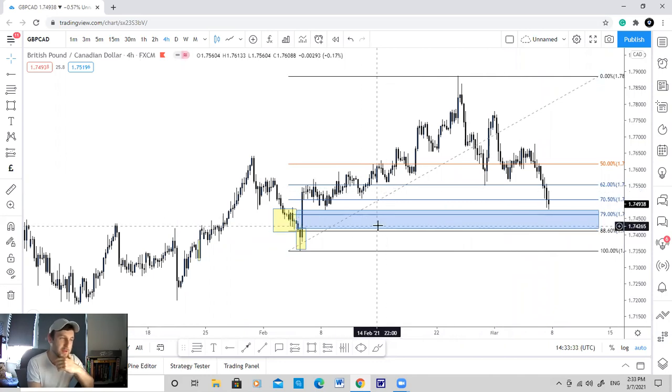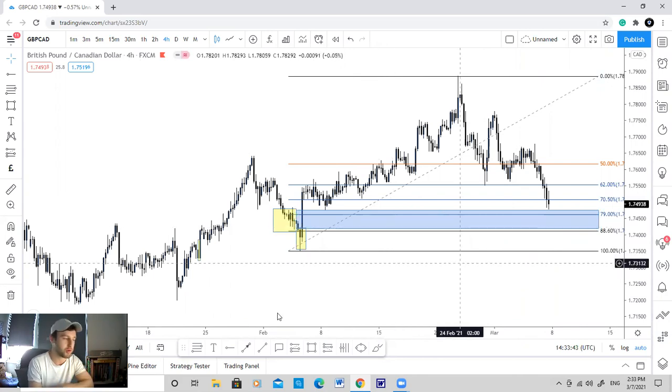Kind of like everything I've said, let's see what Monday does. Let's see if it's reacting off this candle, and then we can make a decision early morning Tuesday, hopefully with the London session. A bit of pound strength could get the push.